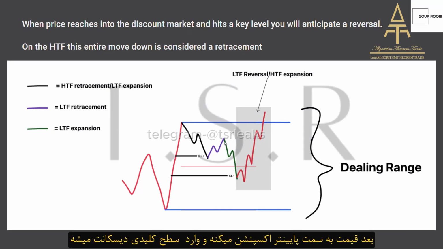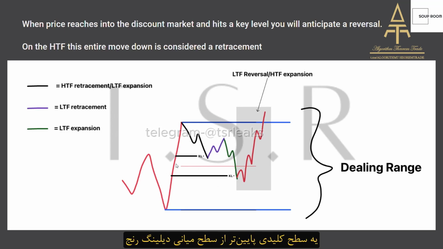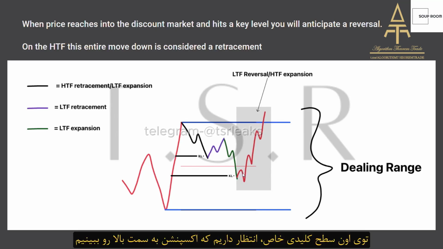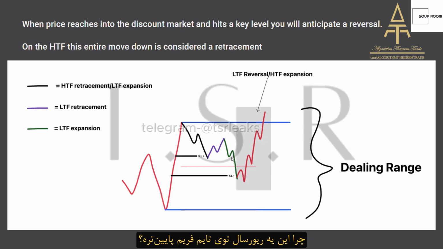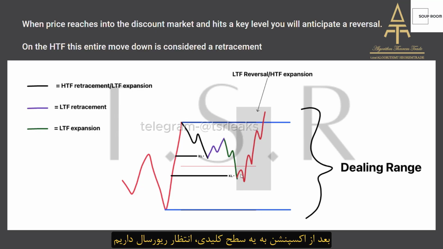Then price will expand lower into a discounted key level, a key level below the midpoint of the dealing range. At that specific key level, you will expect to see an expansion upwards. Okay? A reversal on the lower time frame. Why is this a reversal on the lower time frame? Because we expanded into a key level. After expansion into a key level, you will anticipate a reversal.